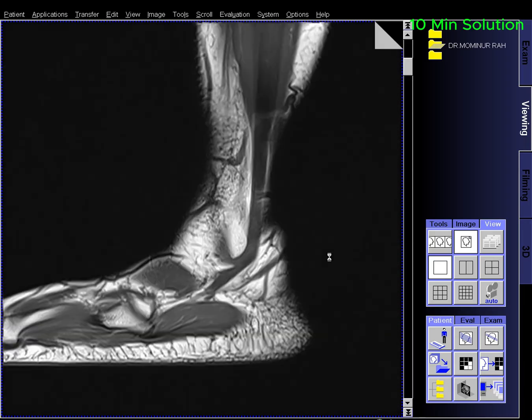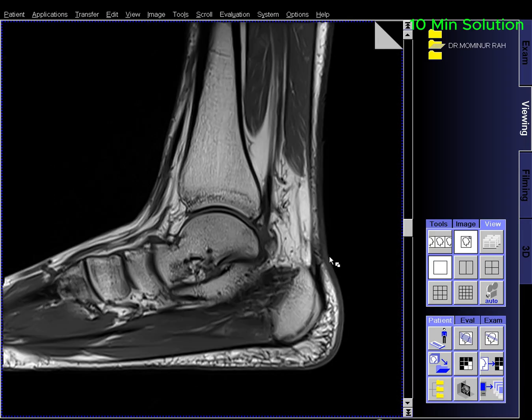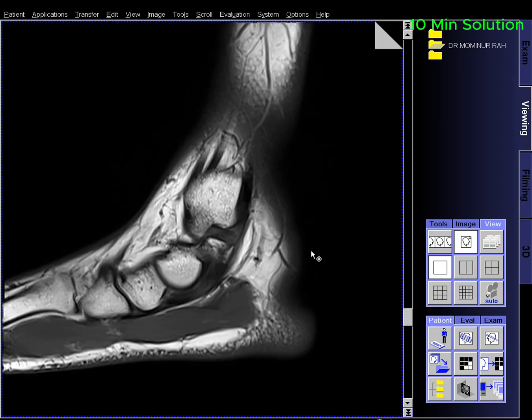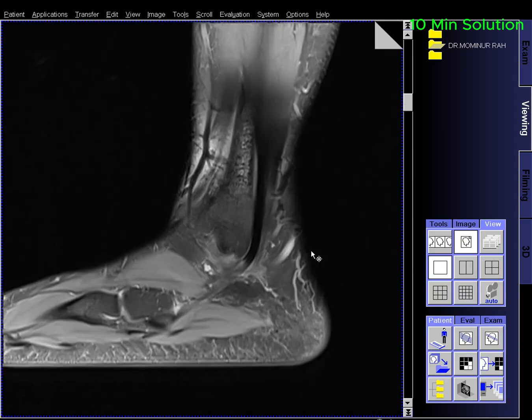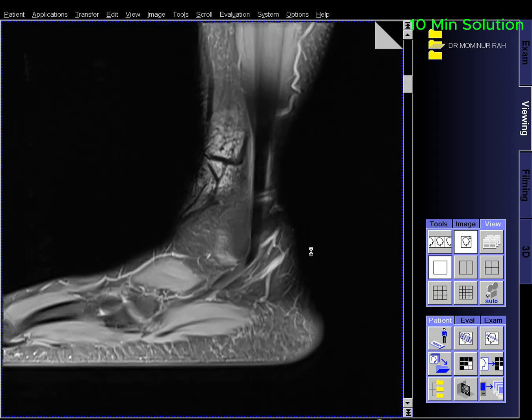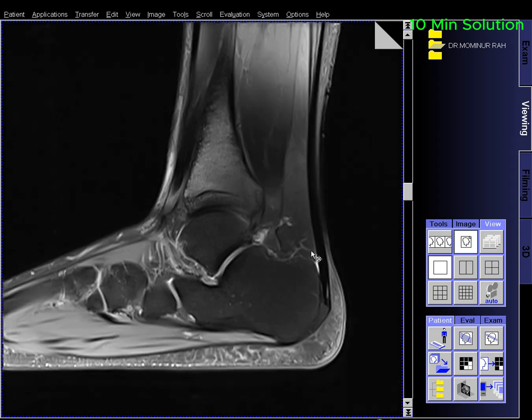Posterior tibial tendon disorders. Peroneal tendon disorders. Intra-articular loose body. Sinus tarsi syndrome. Avascular necrosis. Fibromatosis.